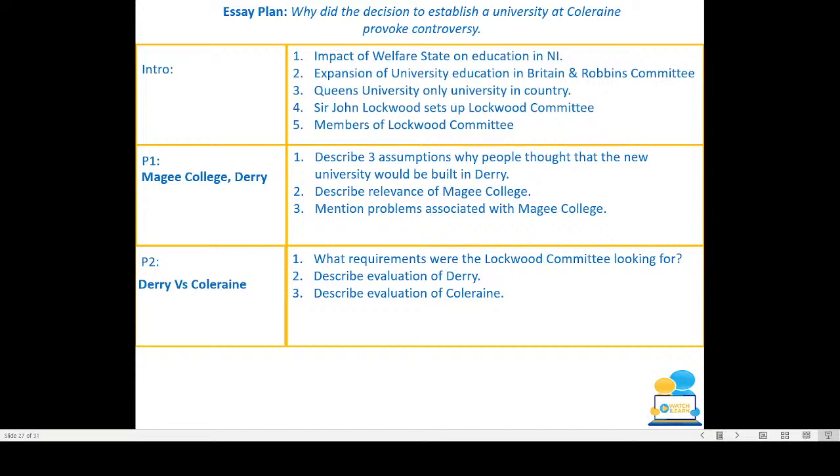What's controversial there? The Lockwood Committee makes reference to sectarian tension in Derry, while it highlights a positive aspect of Coleraine's proposal, that there was no sectarian tension, but that's because it was a Protestant majority area. So we see that isolation and that controversy kind of rear its head there.